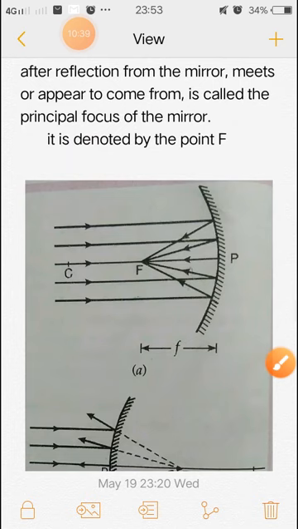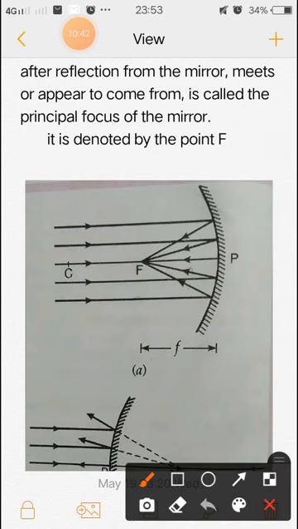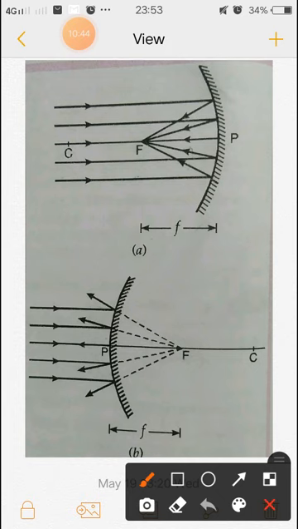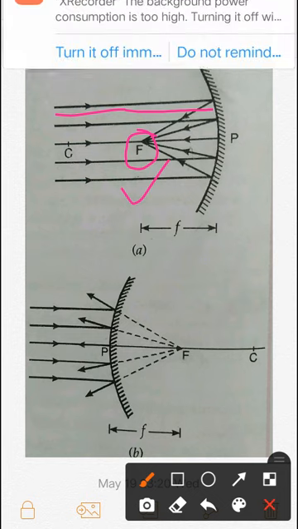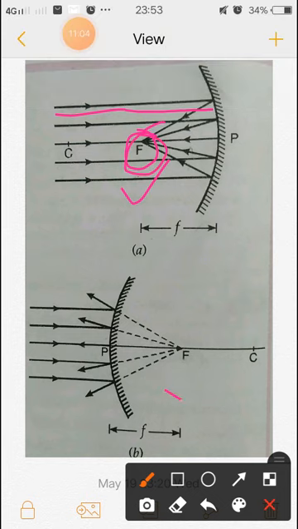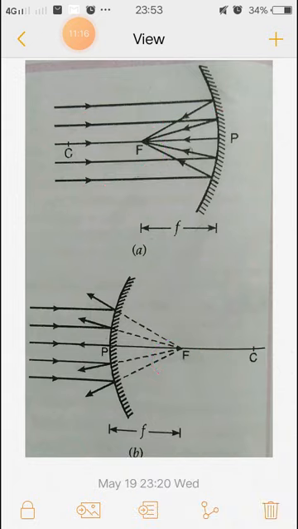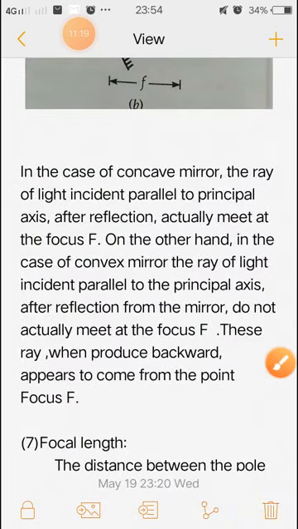See the figure. This is a concave mirror. The parallel light is coming and after reflection meets at the point F, so this point F is called the focus. In this case the rays of light actually meet at the point F. But in this case they do not actually meet at the point F. So this point F is called the principal focus. Now here there is some point.